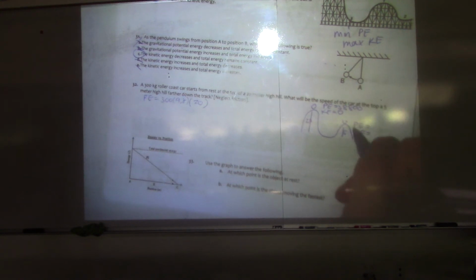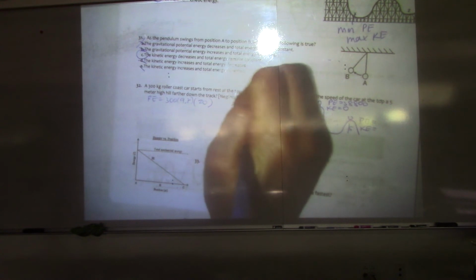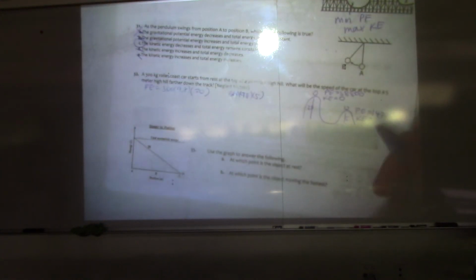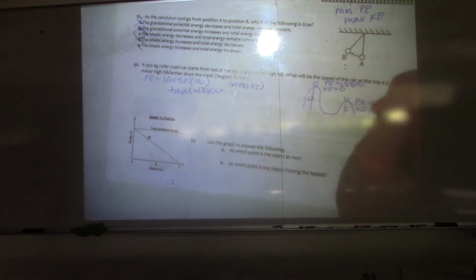And then I can do the same thing for later on at the 5-meter high hill. That gives me 14,700. Now I want to find this kinetic energy. I know that my total energy is the 58,800. So then all I have to do is subtract from my total. So I subtract this minus that, and I get 4,410 or 4,400 for my kinetic. And now I can plug in and get my velocity.